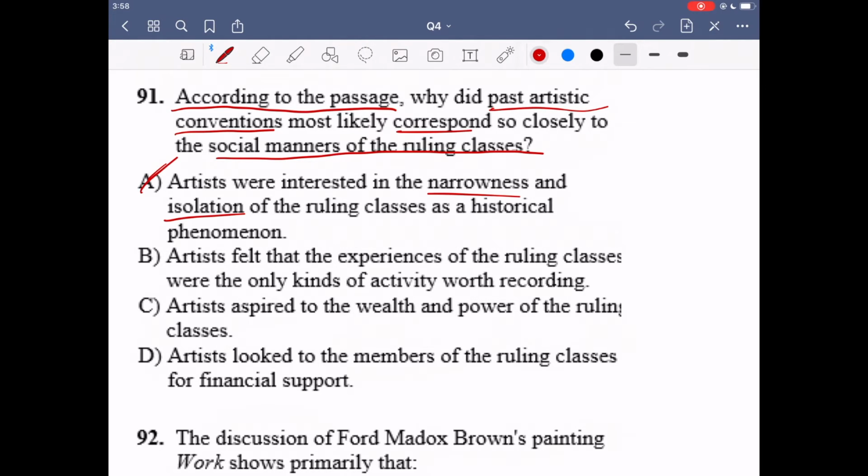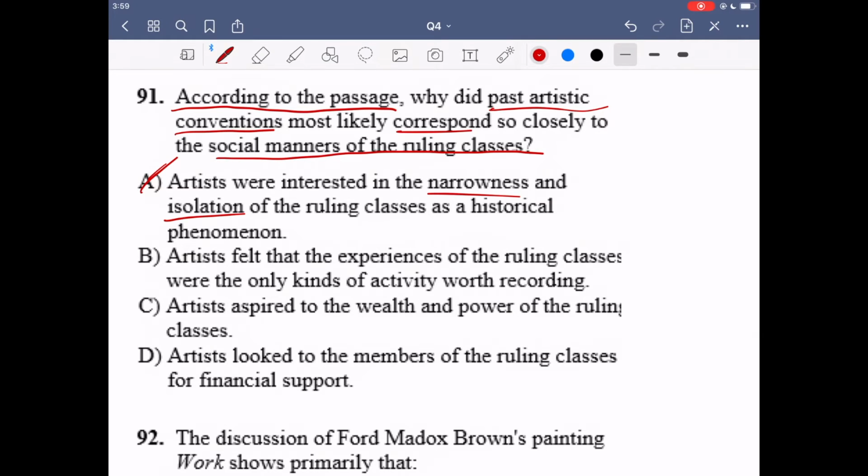So yeah, option A is incorrect. There's nothing to imply that artists were interested as a historical phenomenon in the ruling class, and the main message which they beat you down with was that the training is what matters. And of course, back in the day, the ruling class controlled the training because they were much more influential and richer, and it was seen that painting was really just for the upper classes.